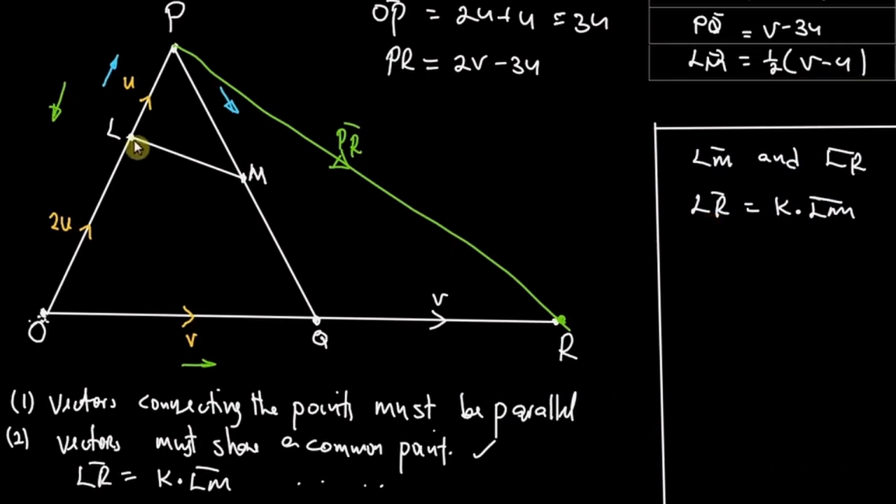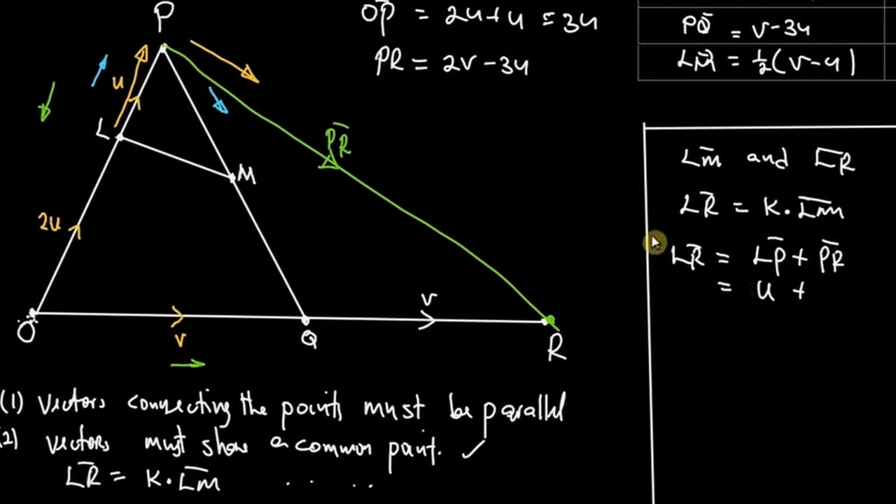The vector going from L to R is the vector that goes from L to P in this direction, and then the vector going from P to R in that direction. So let us write vectorially. LR is equal to L to P plus P to R. There are two vectors that we are summing, and the vector L to P we note to be equal to u, and then the vector P to R. So let us determine the vector P to R.